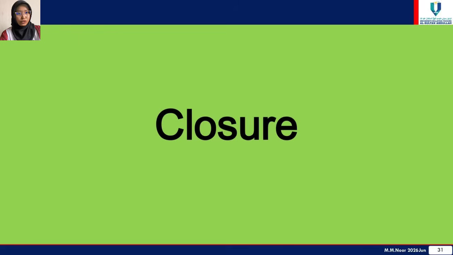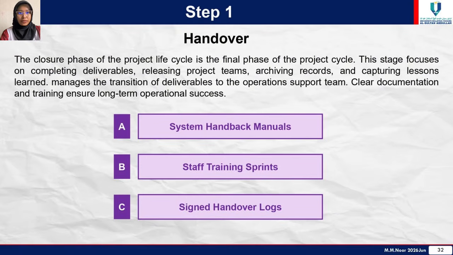Last phase is closure. First step, handover. This stage focuses on completing deliverables, releasing project teams, archiving records, and capturing lessons learned. Clear documentation and training ensure long-term operational success. So system handback manuals, staff training sprint, and signed handover log are essential.